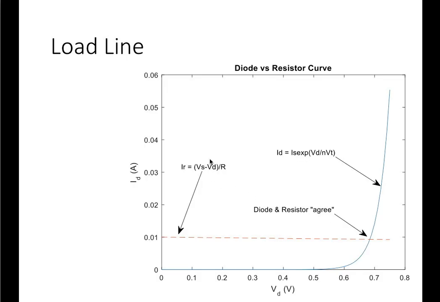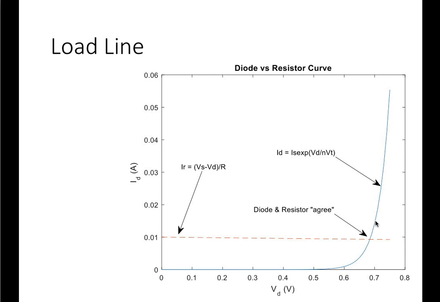If I change VS, what happens? Well, this red line slides up on the left-hand side. The right-hand intercept stays the same place. So VS goes up, which means IR goes up for every VD. So this slides up. The intercept between these two then goes up somewhat.